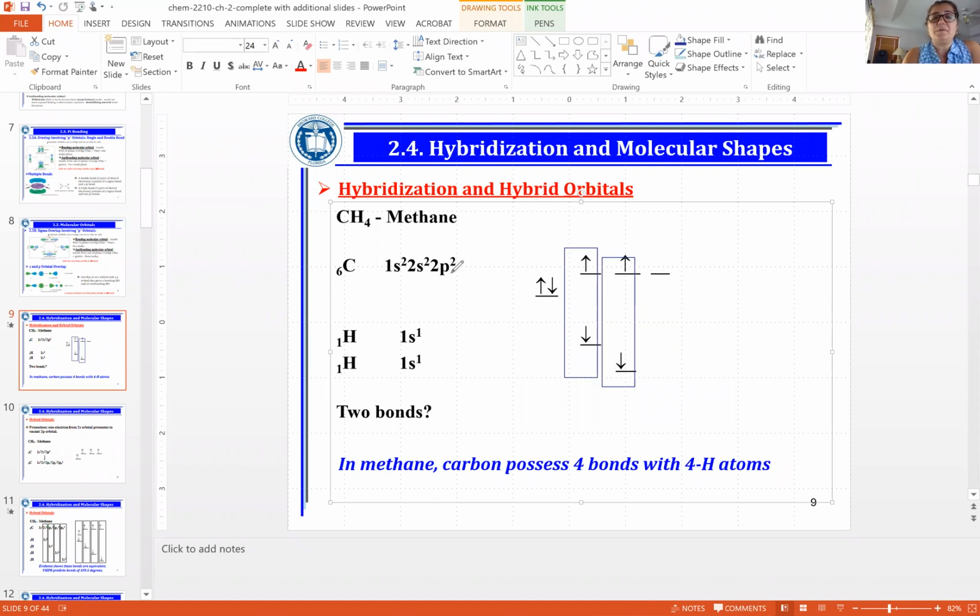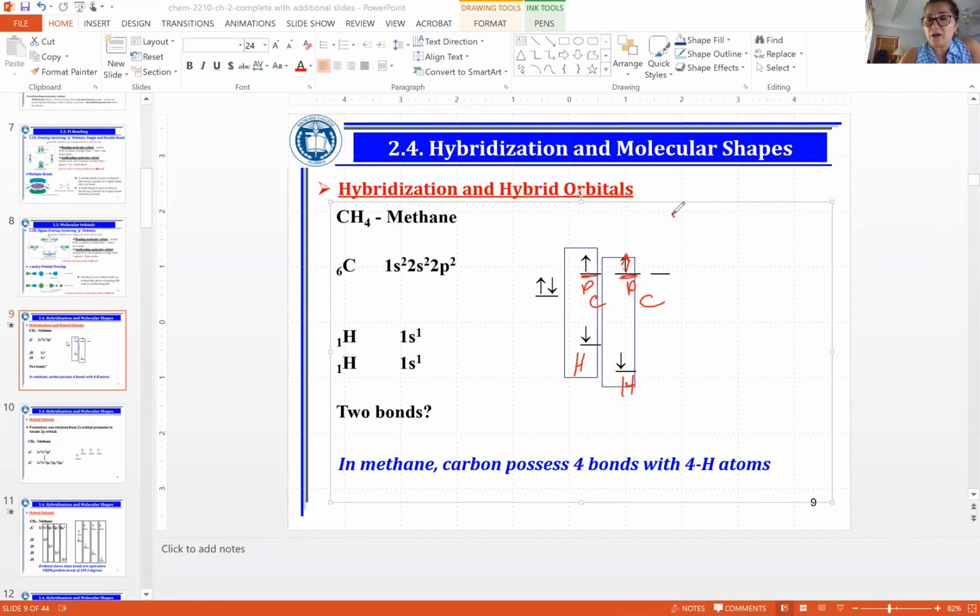So if carbon has only two singly occupied orbitals, it is allowed to make only two bonds. So one p orbital of carbon is going to bond with one hydrogen. This is a hydrogen, this is a p from carbon, and this is a p from carbon. Another p orbital from carbon is going to form a bond with another hydrogen. So you get two bonds allowed.